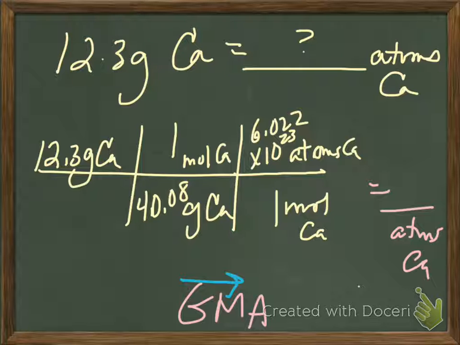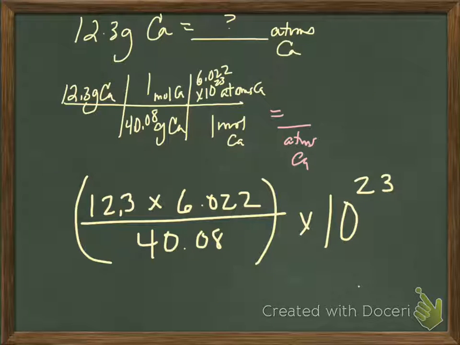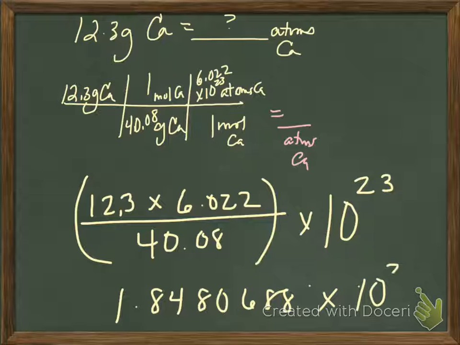Okay, so now we've got a problem to do some math. I've gone ahead and set that up: 12.3 times 6.022 divided by 40.08, that whole mess times 10 to the 23rd. What do you get for a raw answer? 1.8480688 times 10 to the 23rd. Are we in correct scientific notation? Any issues with that? No, it happened to work out for us.